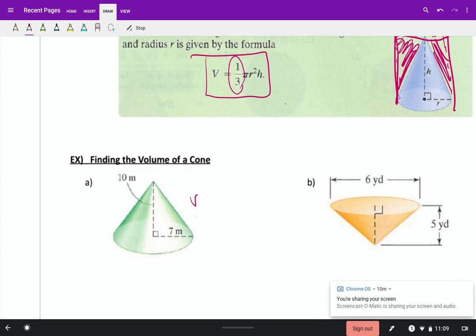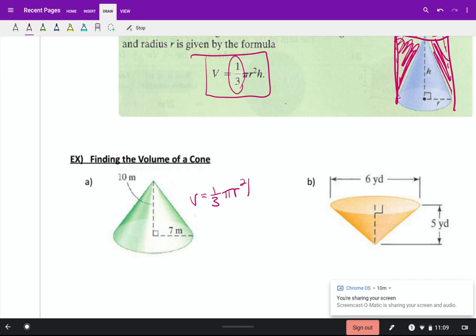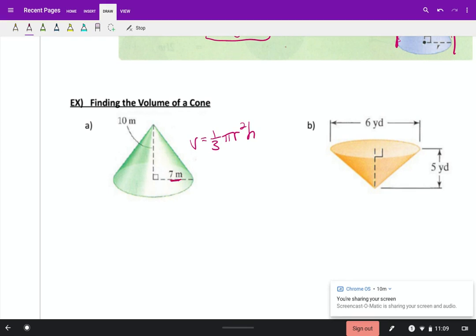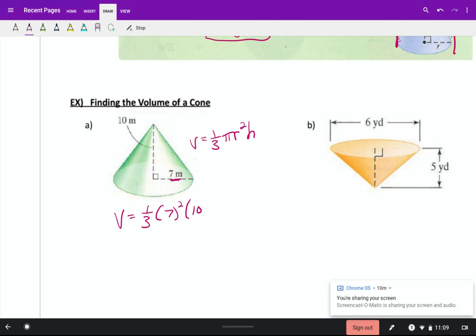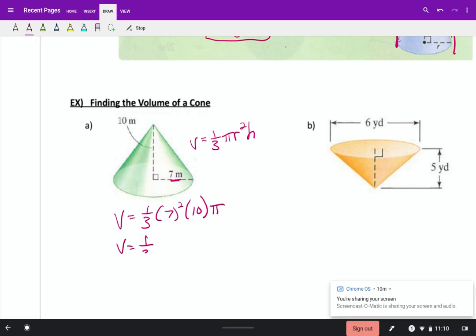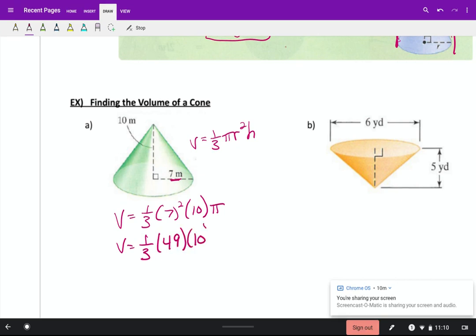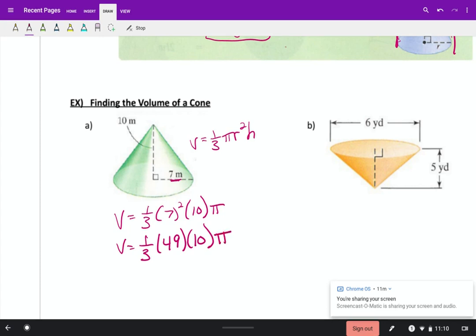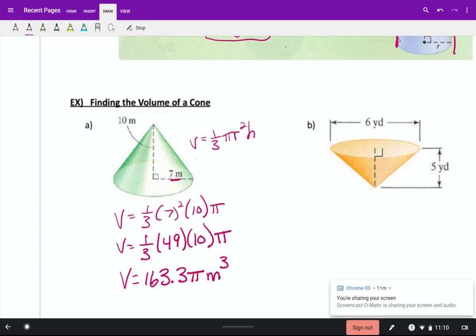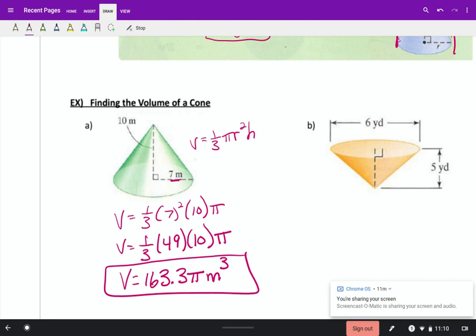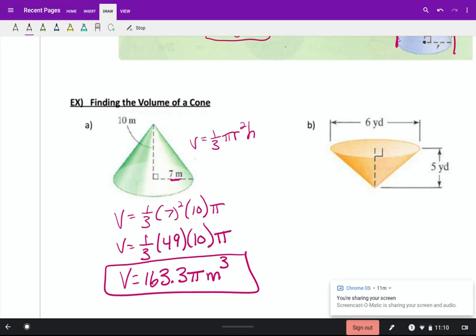So we have volume is equal to 1/3 pi r squared h. So in this case, they do give you the radius. So we're going to use volume is equal to 1/3. I like to put pi last. I don't know why. The formulas always put it first. 7 squared times 10 pi. So this is actually going to be 1/3 of 49 times 10 pi. This is going to be 490 divided by 3. So I got a volume equal to 163.3 pi meters cubed. Again, you can multiply by pi if you'd like. That's just more work. On the homework, if it says leave in terms of pi, you would leave it like I left it. If it says round to the nearest tenth, you would then multiply pi in there.